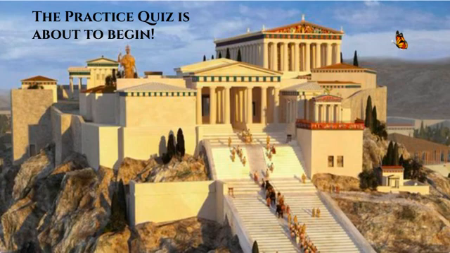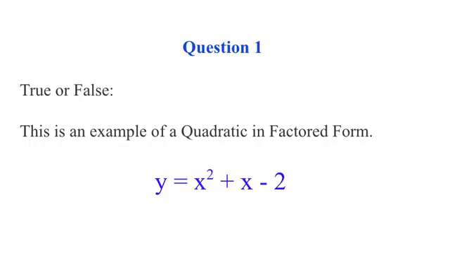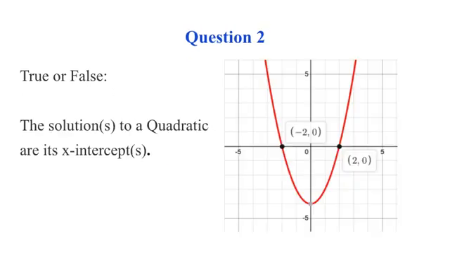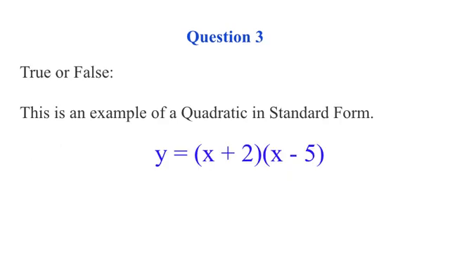Let's begin. Question 1. True or false? This is an example of a quadratic in factored form. y equals x squared plus x minus 2. Please provide your answer. Question 2. True or false? The solutions to a quadratic are its x-intercepts. Please provide your answer. Question 3. True or false? This is an example of a quadratic in standard form. y equals (x plus 2) times (x minus 5).